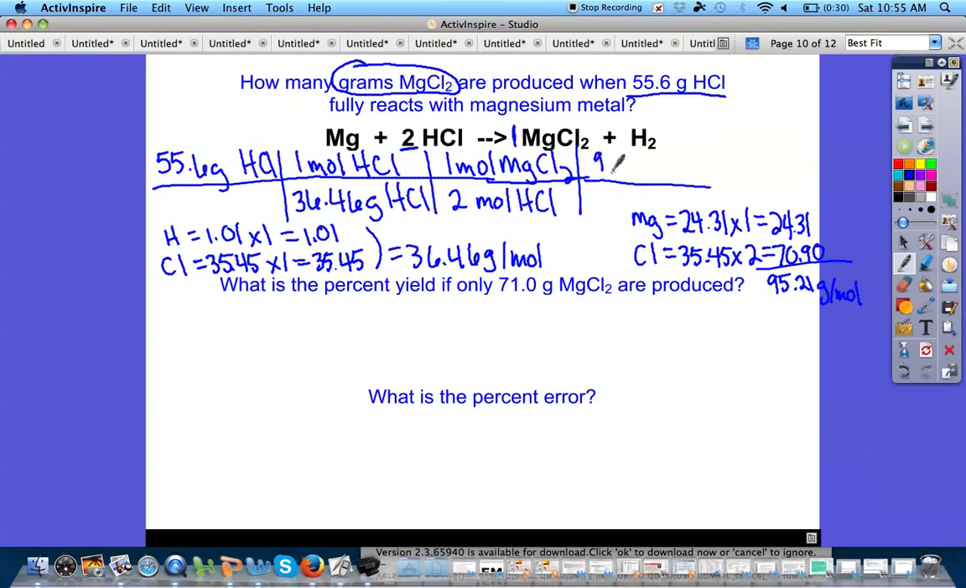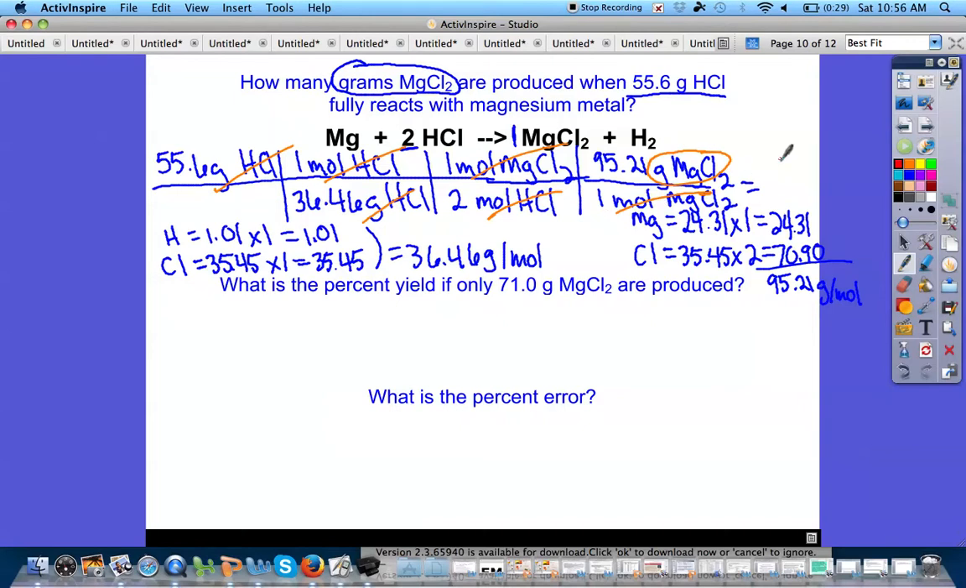So we're going to have 95.21 grams of magnesium chloride over 1 mole of magnesium chloride. So grams of hydrochloric acid cancel, moles of hydrochloric acid cancel, moles of magnesium chloride cancel. We're going to be left with grams of magnesium chloride. So we're going to take 55.6 times 95.21, divide that by 36.46 times 2. And I got 72.